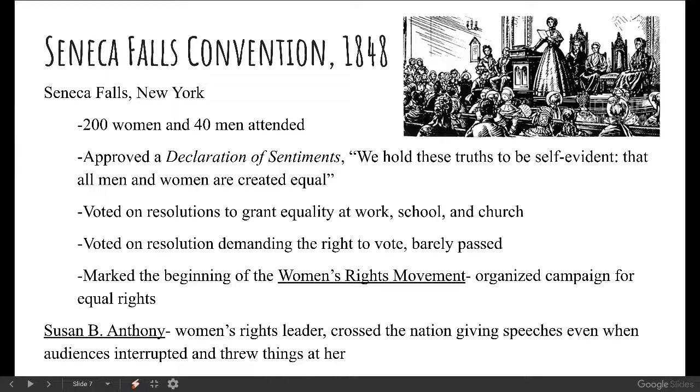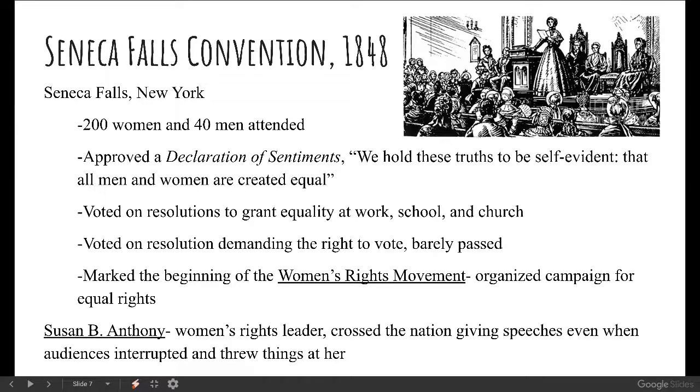It barely passed as a resolution, but that will gain traction as we go into the second half of the 1800s. And so the Seneca Falls Convention in 1848 is often seen by historians as the beginning of the women's rights movement, this organized campaign for equal rights. And it's going to continue all the way into the 1960s and 70s, where we'll see women's rights really take off there. And we still have issues regarding women's rights, especially like equal pay. The Equal Rights Amendment has still not been passed by Congress.